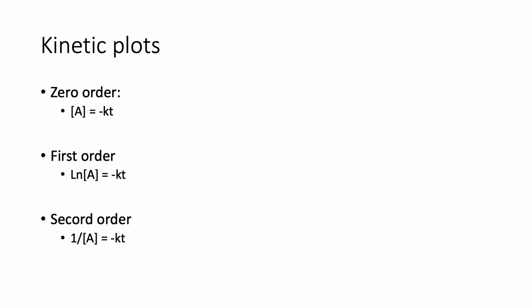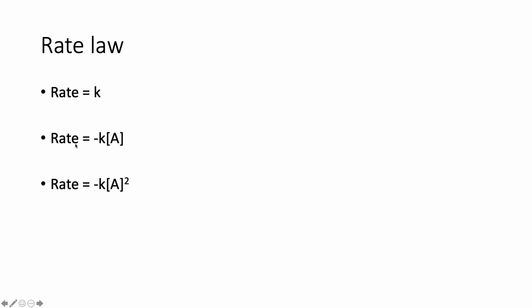Now, according to the simulation, we had three different types of plots: zero order, first order, and second order. With the first order, we're looking at the plot of y equals mx plus b. And with the zero order, there is no x. It's just y. So we get this.